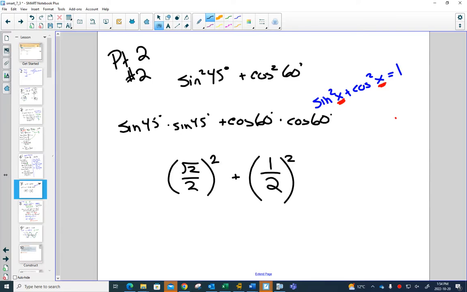Actually exact. Cos of 60 degrees is a half, so cos squared of 60 degrees will be a half times a half. Now, squaring this, root 2 times root 2 is 2, 2 times 2 is 4, plus 1 times 1 is 1, 2 times 2 is 4. 1/4 plus 2/4 will be 3/4.